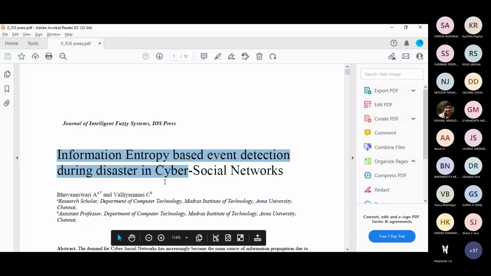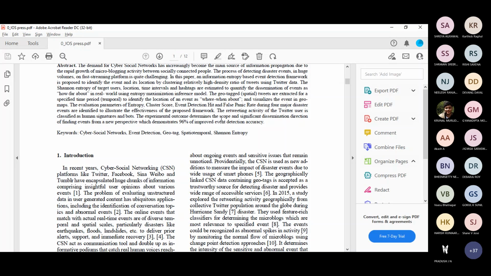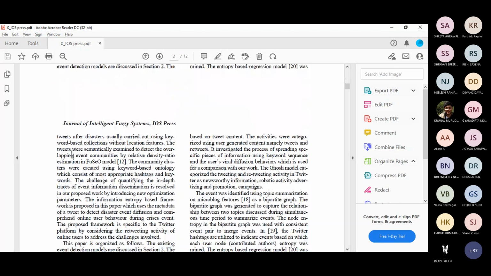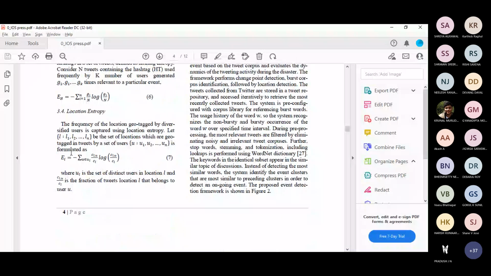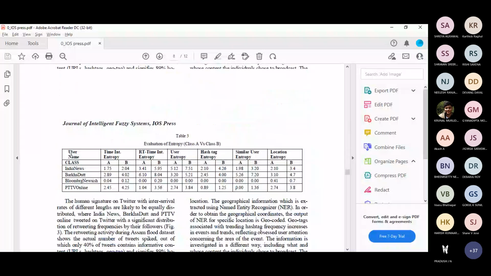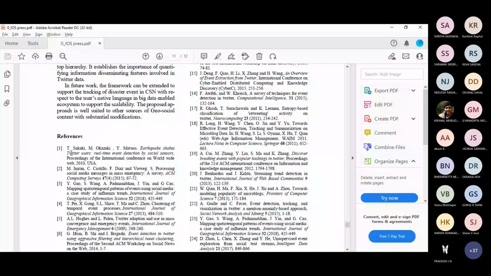This is the title of the research article, and these are the names of the authors who have written it. We have an introduction, a literature study, related work, an architecture diagram, and then the proposed work, which is the main part. In the last section of any research article, there is a section called references, which means that for writing this article, as a research scholar, I have used and referred to these papers.